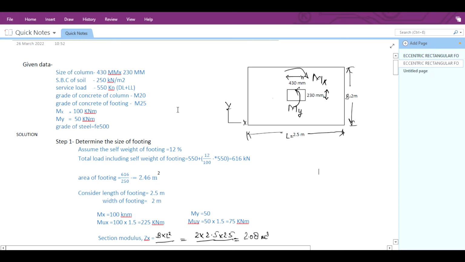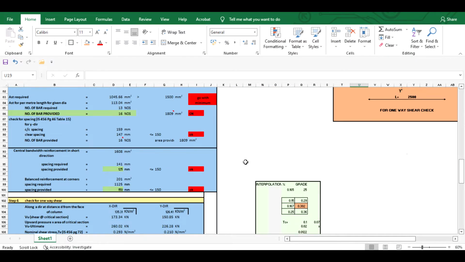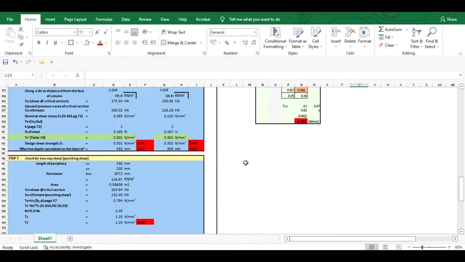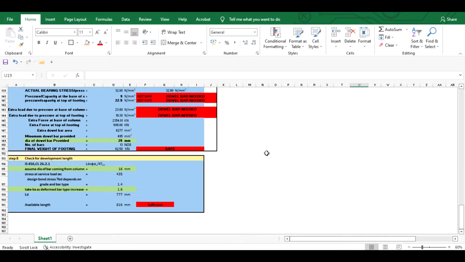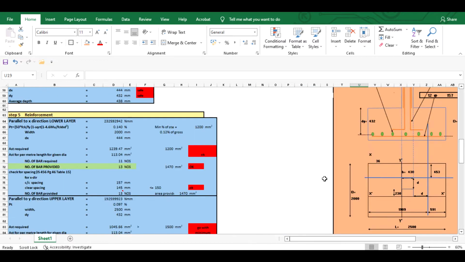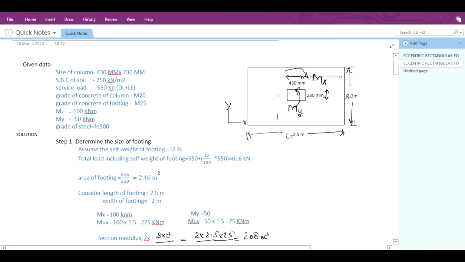You can also check with 10%, but after designing the footing you have to cross check whether the self weight of the footing that comes after the design is more or less than what we have assumed, that is 12% of the footing. It should always be less than our assumed value. I will show you at the end of the video how it is calculated. We have already done this in the uniaxial moment rectangular footing, you can check from there also.